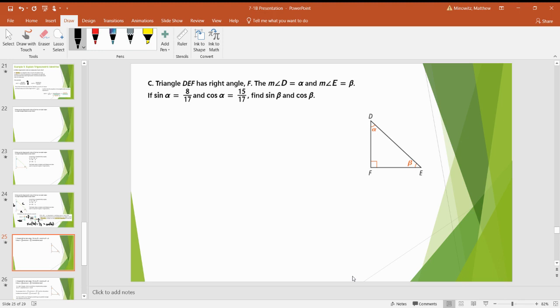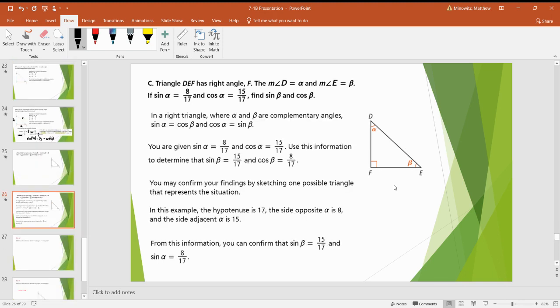So let's look at this problem. Okay, right angle, I have alpha and beta. I know that the sine of alpha is 8 over 17, and the cosine of alpha is 15 over 17. And I want to find the sine of beta and the cosine of beta. And there's multiple ways I can do this. I probably would label the triangle from alpha and then just look at beta and find the ratios.